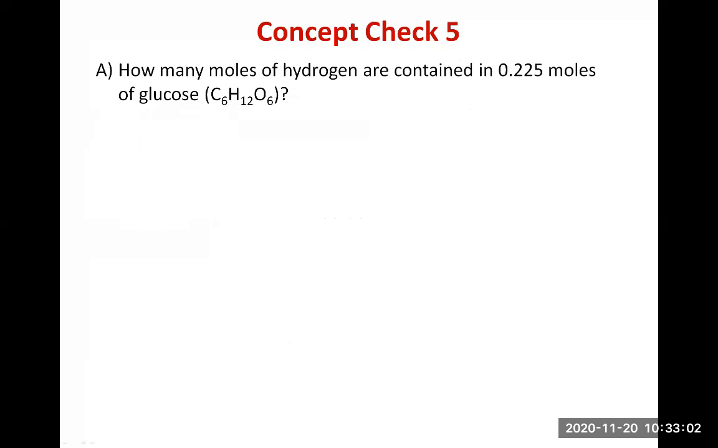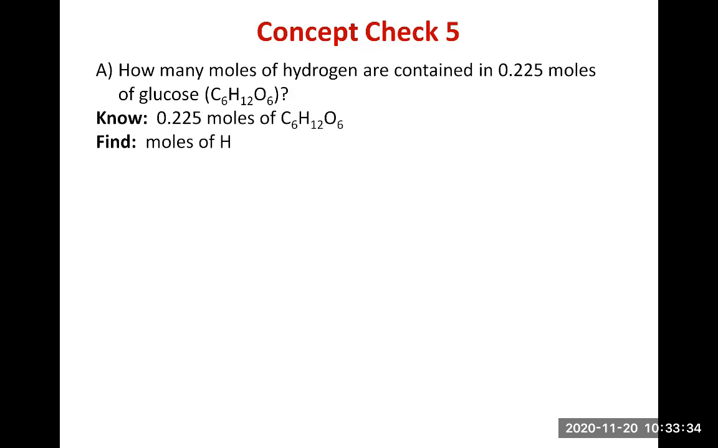The question is, how many moles of hydrogen are contained in 0.225 moles of glucose? The formula of glucose is C6H12O6. So the given amount is 0.225 moles of C6H12O6. It's a number of moles of the compound glucose. We want to find how many moles of just hydrogen.